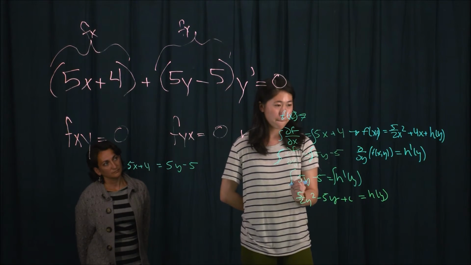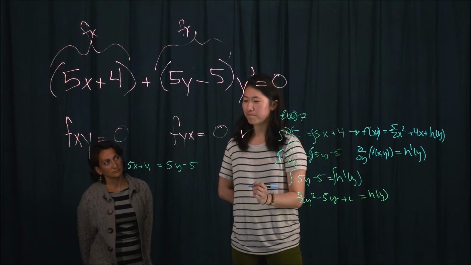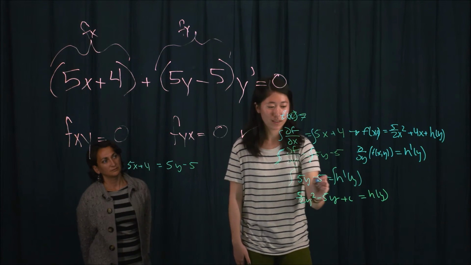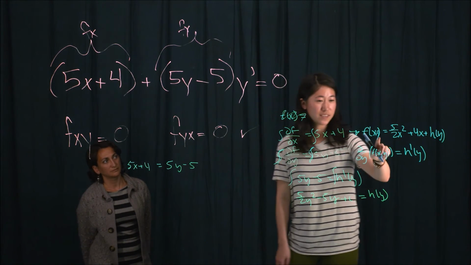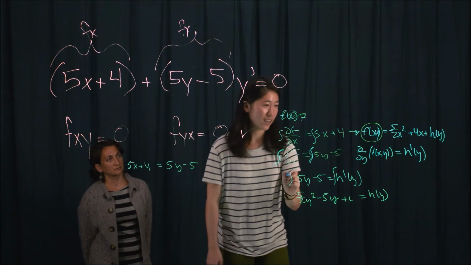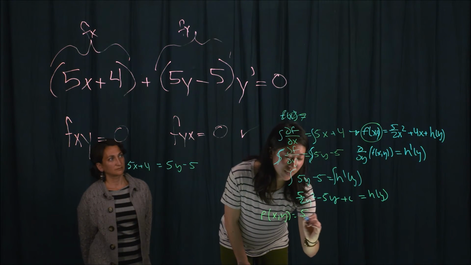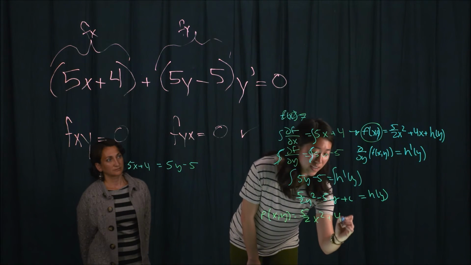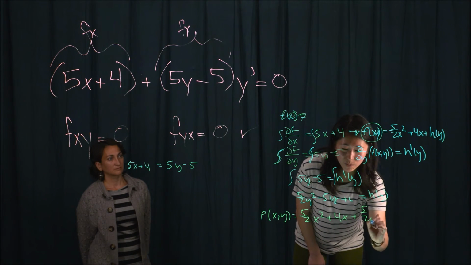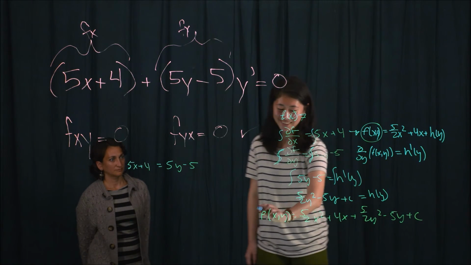So what was our function? So our function is, combine them. Maybe, so just add this. So our original function was here, very good, and then you get the solution 5 half x squared plus 4x plus 5 half y squared minus 5y plus c. And I guess, okay, very cool.